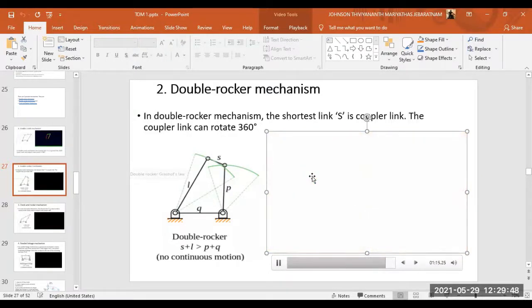Okay. So this is the double rocker mechanism, and the condition is S plus L is greater than P plus Q. So anybody who is interested, you can try abiding by these conditions. Which conditions? S plus L is greater than P plus Q, S plus L is less than P plus Q, S plus L is equal to P plus Q, right? Abiding by those conditions, you take a few rods. That's not a big task, right? Take a few rods and on a small paper, you just move them, right? So there you can see how these motions are, right?